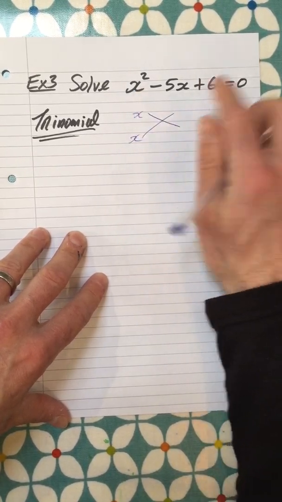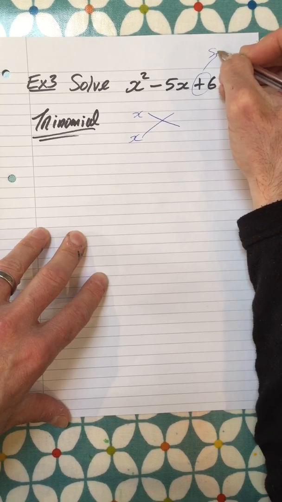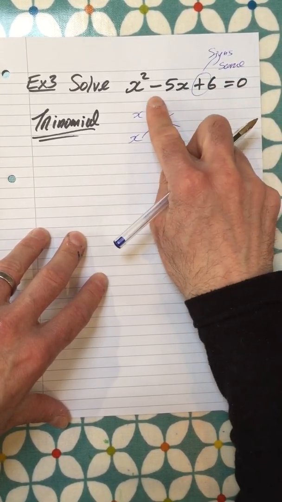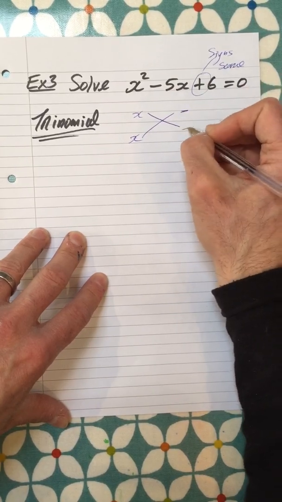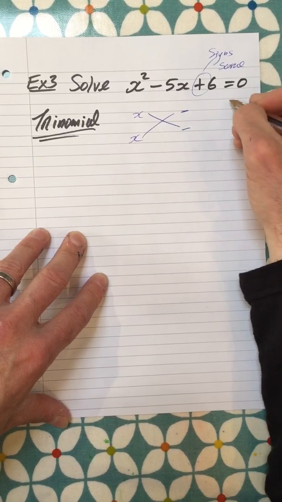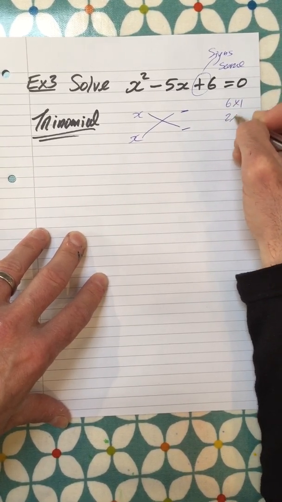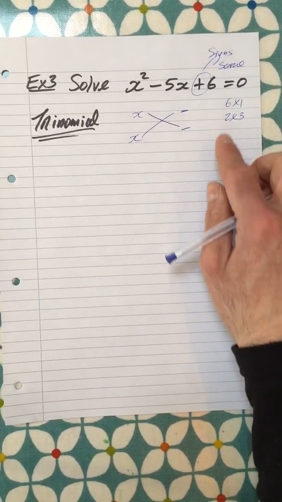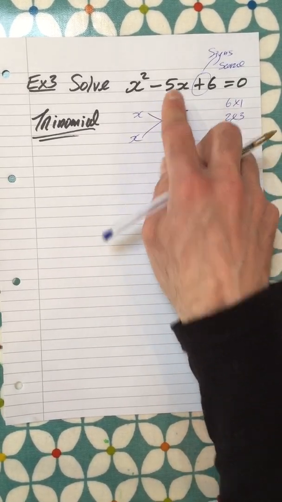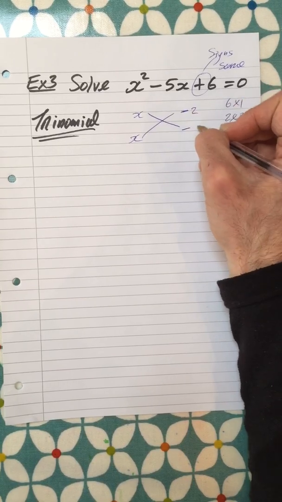squared. The positive 6 at the end means the signs are the same, and because the middle one is a negative, they're both going to be minuses. Factors of 6 are 6 by 1, 2 by 3, and we're looking to find by trial and error which of these combinations will give us minus 5. And 2 and 3 I think might work.